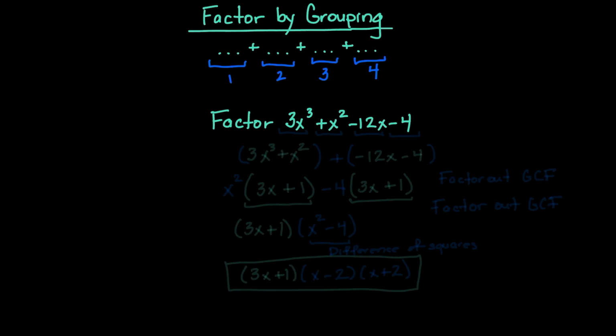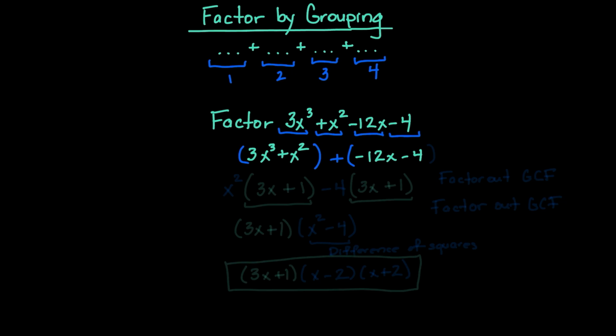Okay, let's factor 3x to the third plus x squared minus 12x minus 4. Again, my expression has 4 terms. I don't see a GCF. It looks like all of my terms are relatively prime. So I'm going to go ahead and group together the first 2 terms and the last 2 terms. Remember to group that negative inside with that 12.